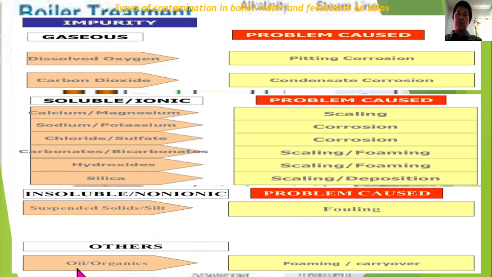Others, we have also impurities, which are oil and organic matter. Oil you can control by what we call the surface blowdown. The problem cause is foaming and carryover. So what is carryover? The carryover will flow together with the steam, that is carryover. Foaming, that is bubbles.